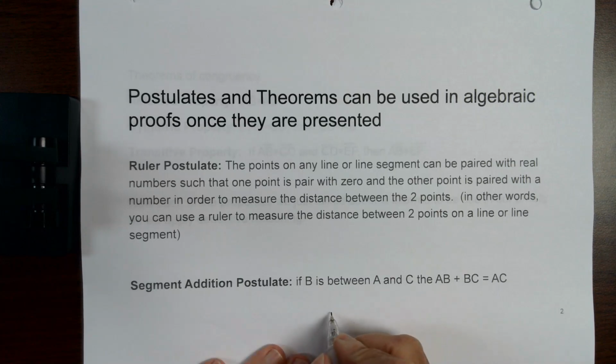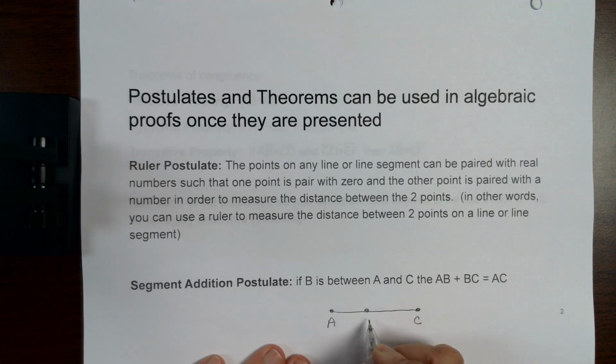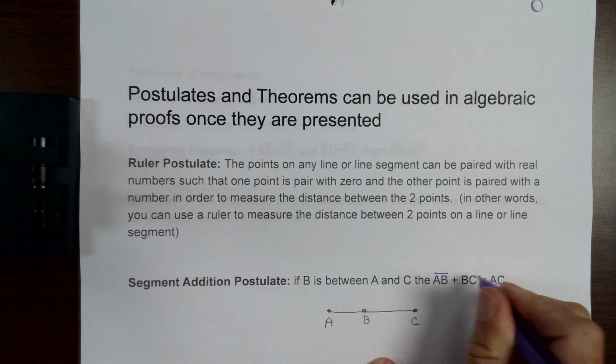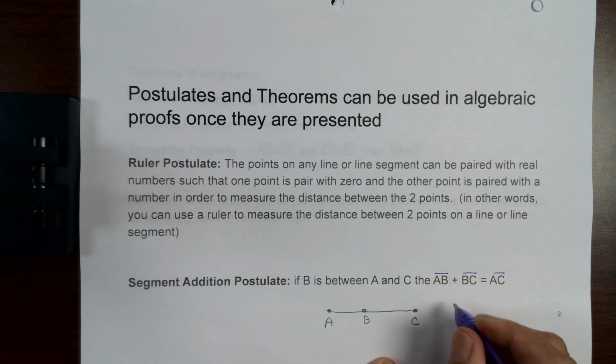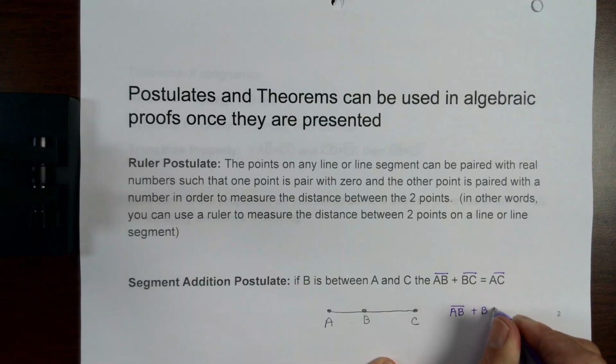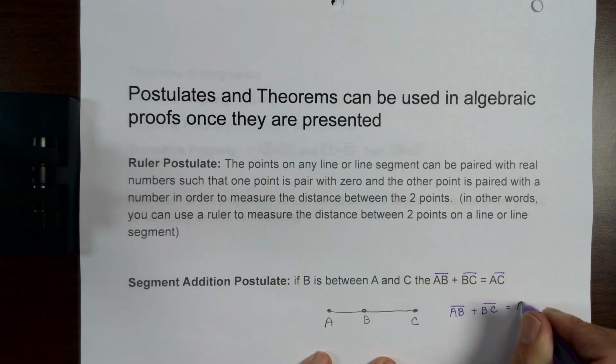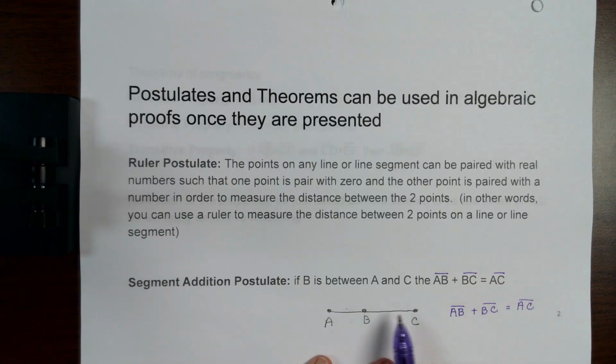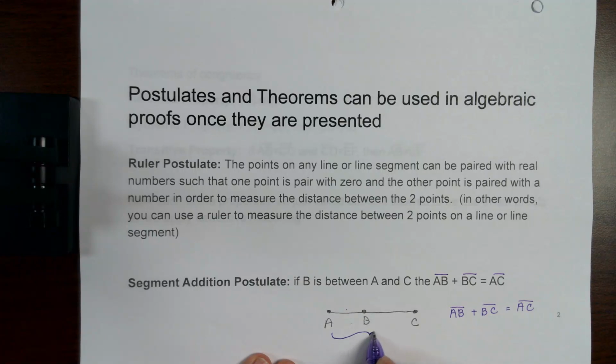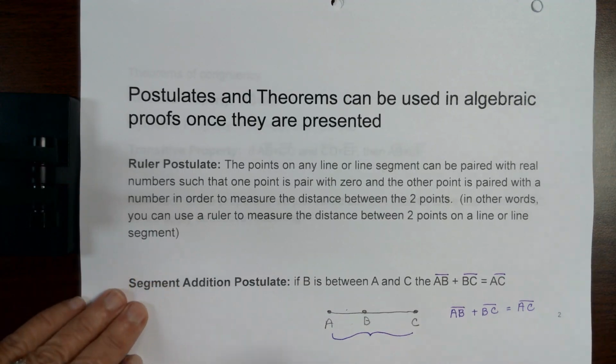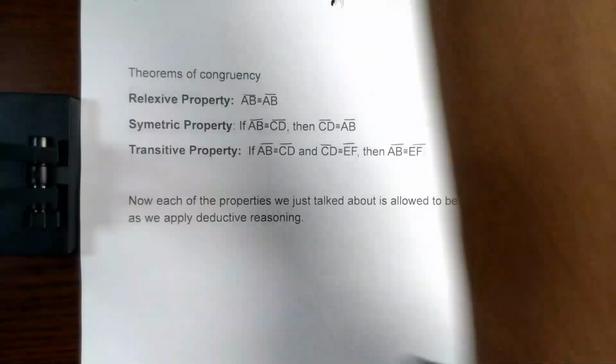Segment addition, basically if you have a B that is between your A and C, then I can say that the segment AB plus the segment BC is equal to the whole segment. So this part plus this part equals the whole thing. So that's called segment addition. 2 parts added together give you your whole.